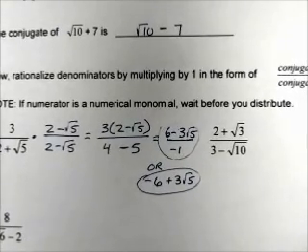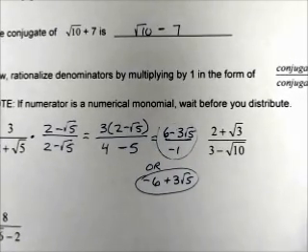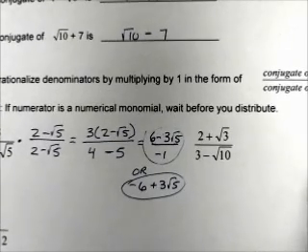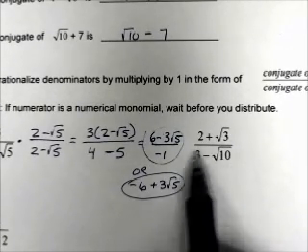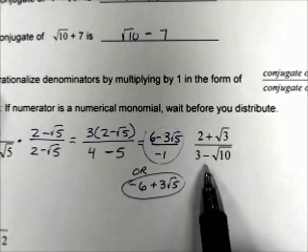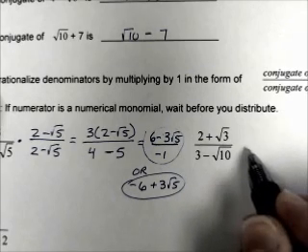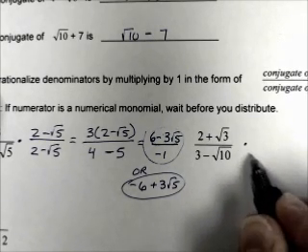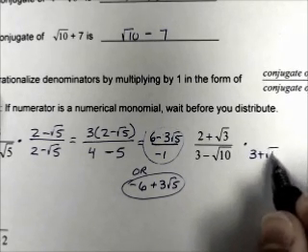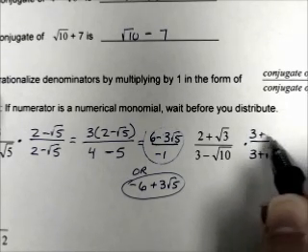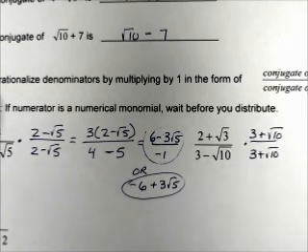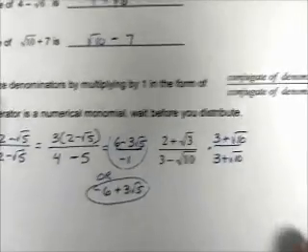The next one, 2 plus the square root of 3 over 3 minus the square root of 10. Focus on the denominator. We have to rationalize that. It's a binomial, so we multiply by the conjugate of the denominator. What is the conjugate of this denominator? It's 3 plus the square root of 10. So we're multiplying by 1 in the form of 3 plus the square root of 10 over 3 plus the square root of 10.